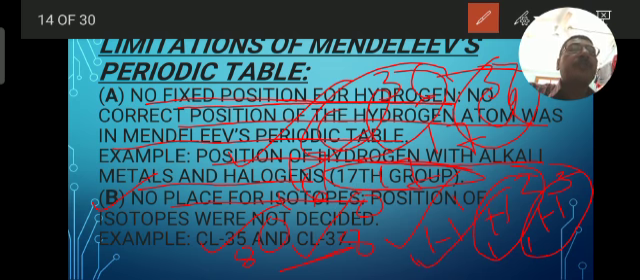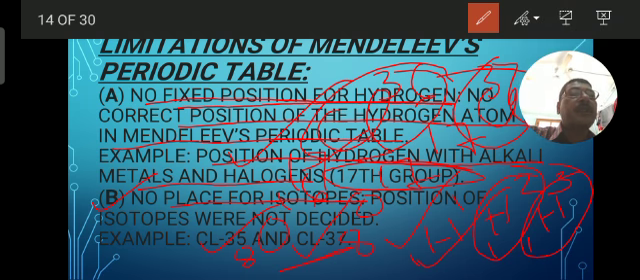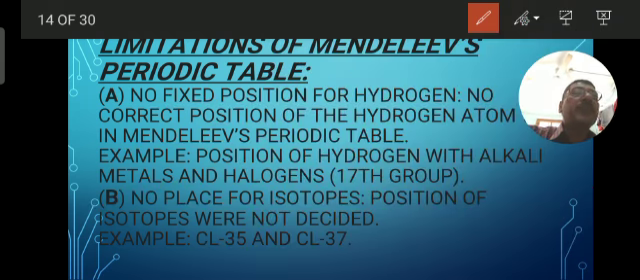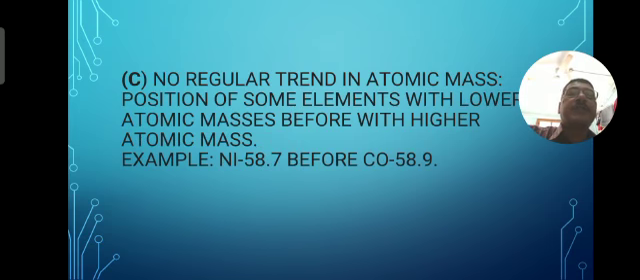This was the drawback, that for the atoms of the same element, he never gave any idea where they have to be kept. Actually these are atoms of the same element, so they should be given the same place in the periodic table, in the same group, but no provision was made by Mendeleev in his periodic table. Now come to the next point.